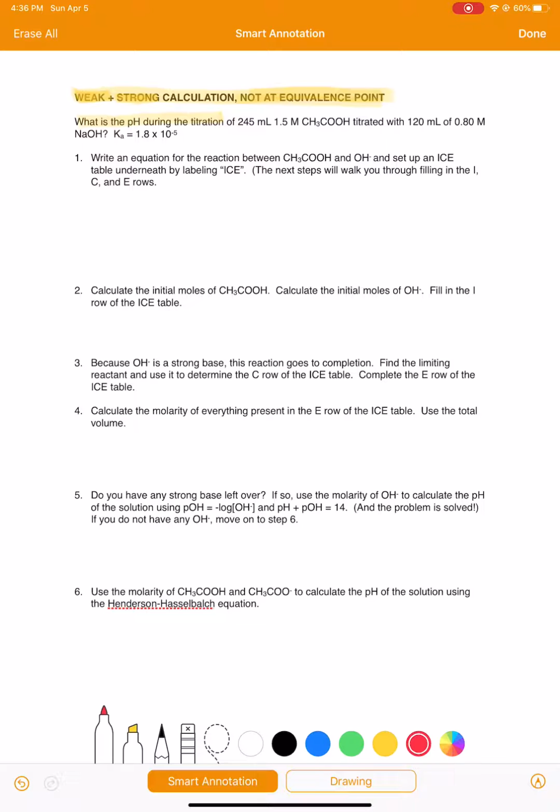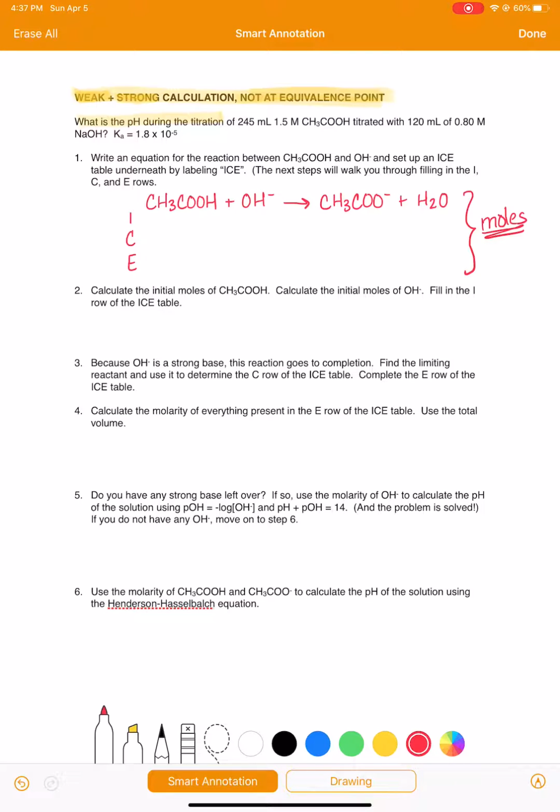The first thing that we're going to do is write the reaction between the acid and the base. We're using the exact same acid and base, acetic acid and hydroxide. Because this is a strong base, we have a forward arrow, no equilibrium, CH3COO-, and our other product is H2O. And we're going to get ready for an ICE table. And with titrations, these ICE tables are always in moles all the time.